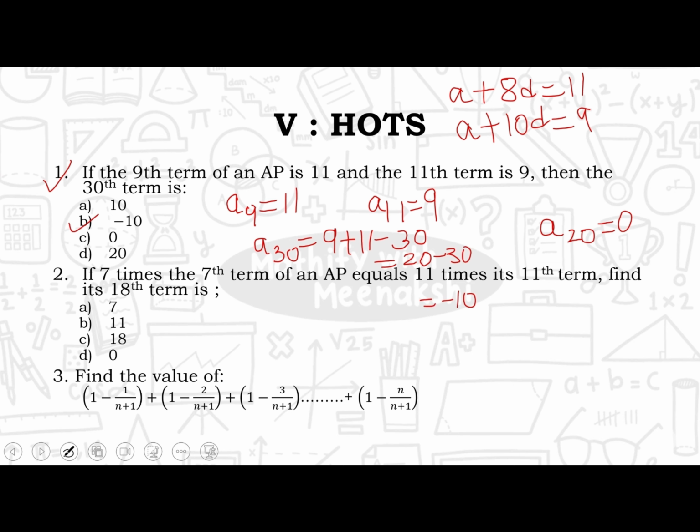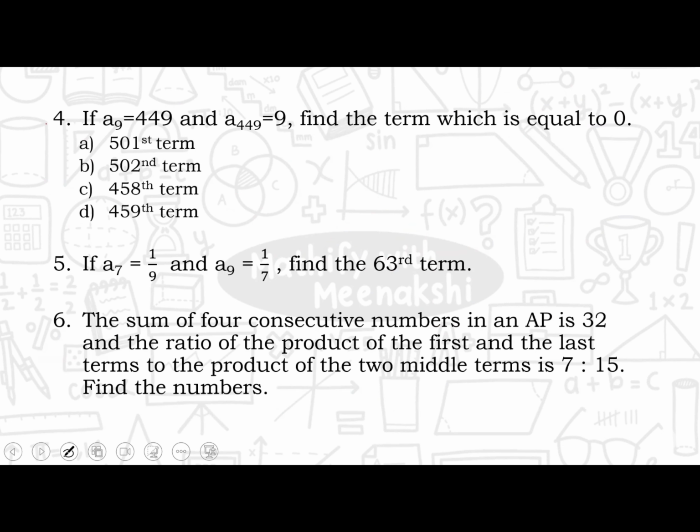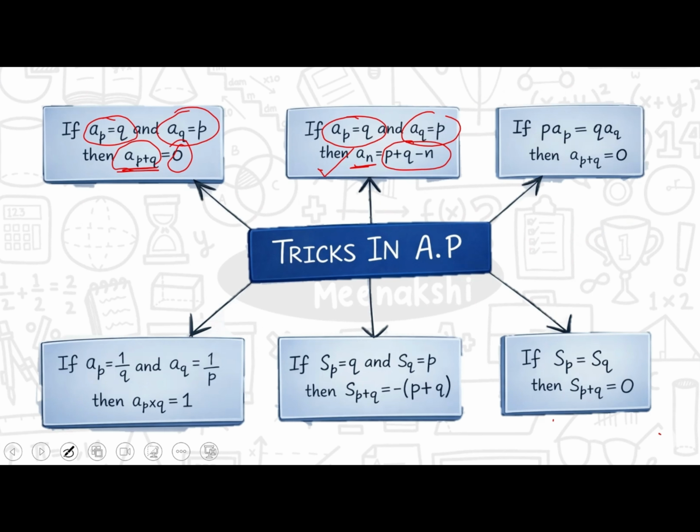Let's move to one more question. As I told you, here we have two tricks: one when they ask for any nth term, and one when they ask for the sum. So here we have one more question, question number 4, where they ask for the sum, like A9 is 449 and A449 is 9. Here they ask which term is 0. We know that the term at the sum of 9 plus 449 is always 0. And what is that? It is 458. So you can say that your 458th term is 0. Using which trick? Trick number 1. So we have used these two tricks.